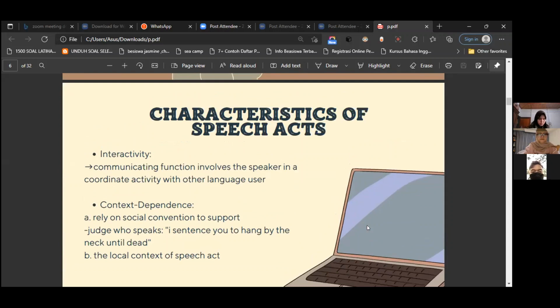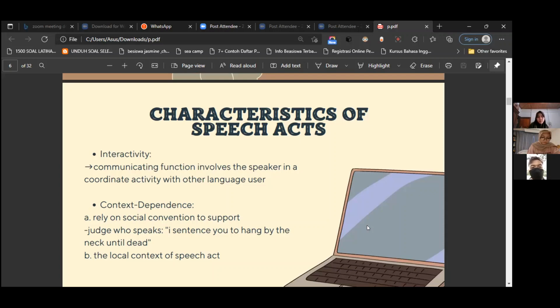The terminology of speech act was introduced by J.L. Austin in 1975. There are two characteristics of speech act. The first is interactivity, and the second is context dependence. What is interactivity? Interactivity is a communicating function that involves the speaker in a coordinated activity with other language speakers. So in interactivity, we need more than one speaker who interact.